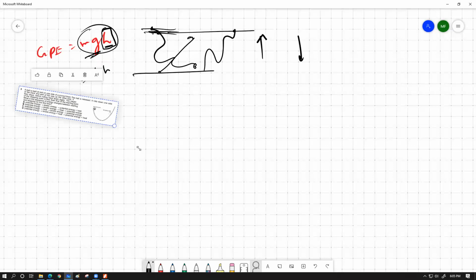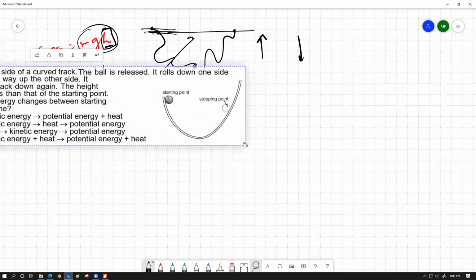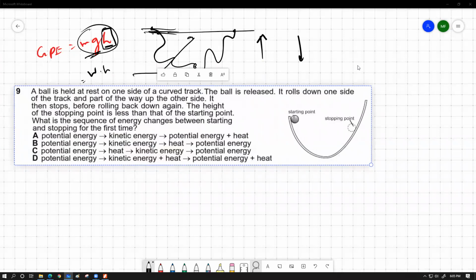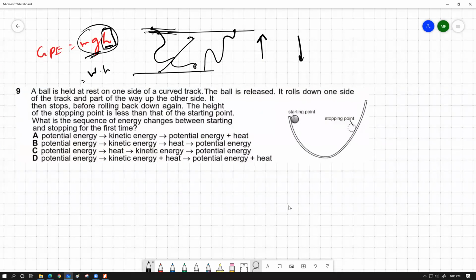Oops, this is so small. Oh, we can make it big. Whiteboard is much better than Paint. I didn't know that. I started using Whiteboard very recently, and honestly speaking, I'm enjoying it a lot.